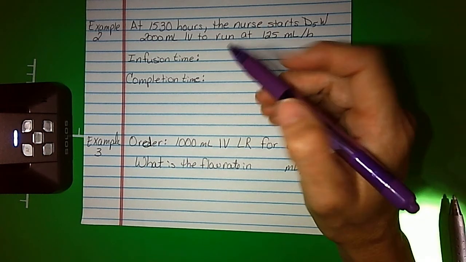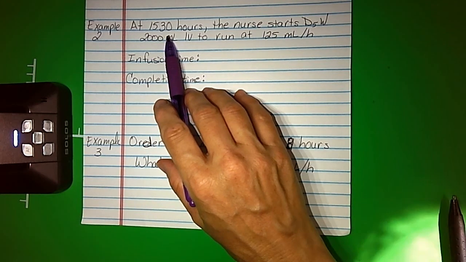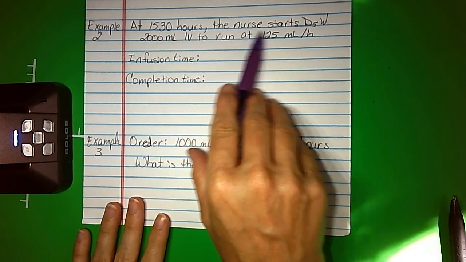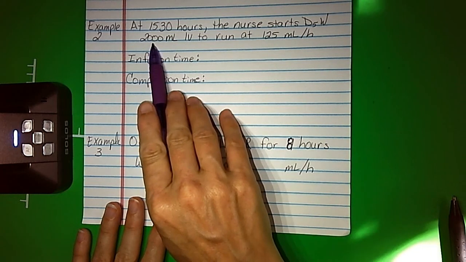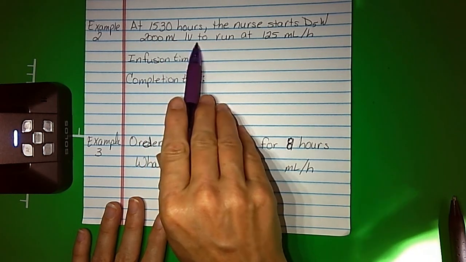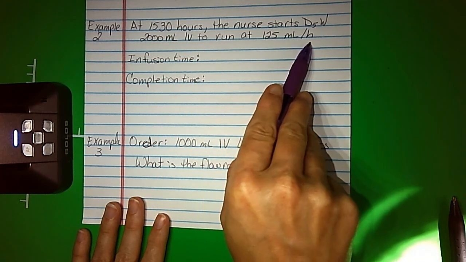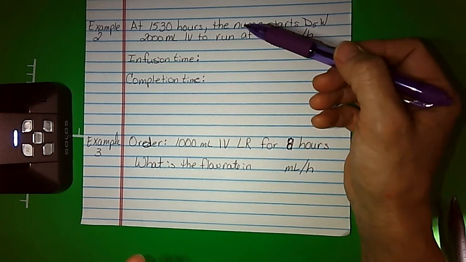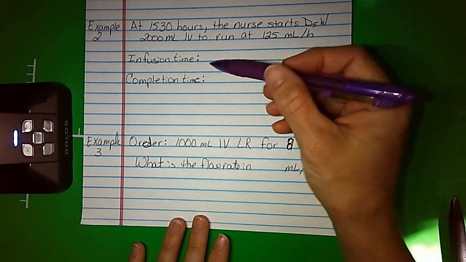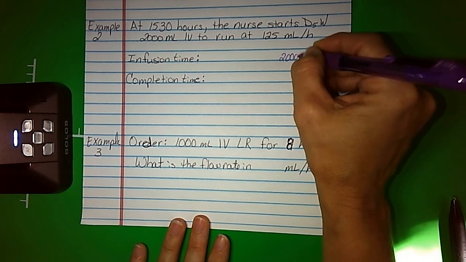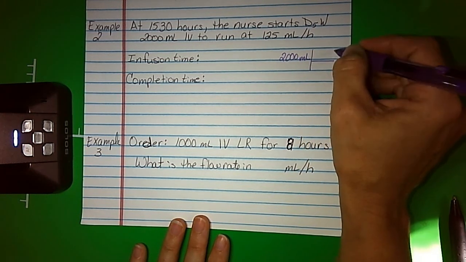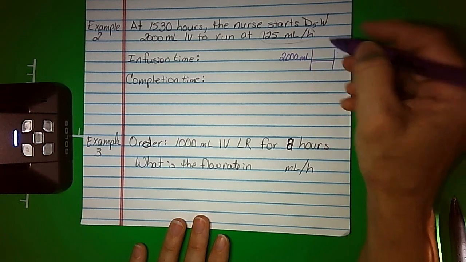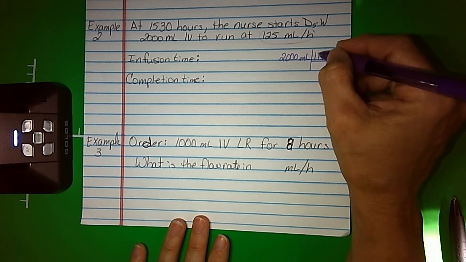Example 2 says at 15:30, which we know that's 3:30 p.m., the nurse starts this medication at 2,000 milliliters of IV to run at 125 milliliters per hour. So we're wanting to know what's the infusion time. So we're going to do it the same way as we did the one above it. We're going to take that volume, which is 2,000 milliliters, and set up a conversion. And in this next conversion, we're going to take this flow right here of milliliters per hour. We're going to solve for hours, so hour goes on top.